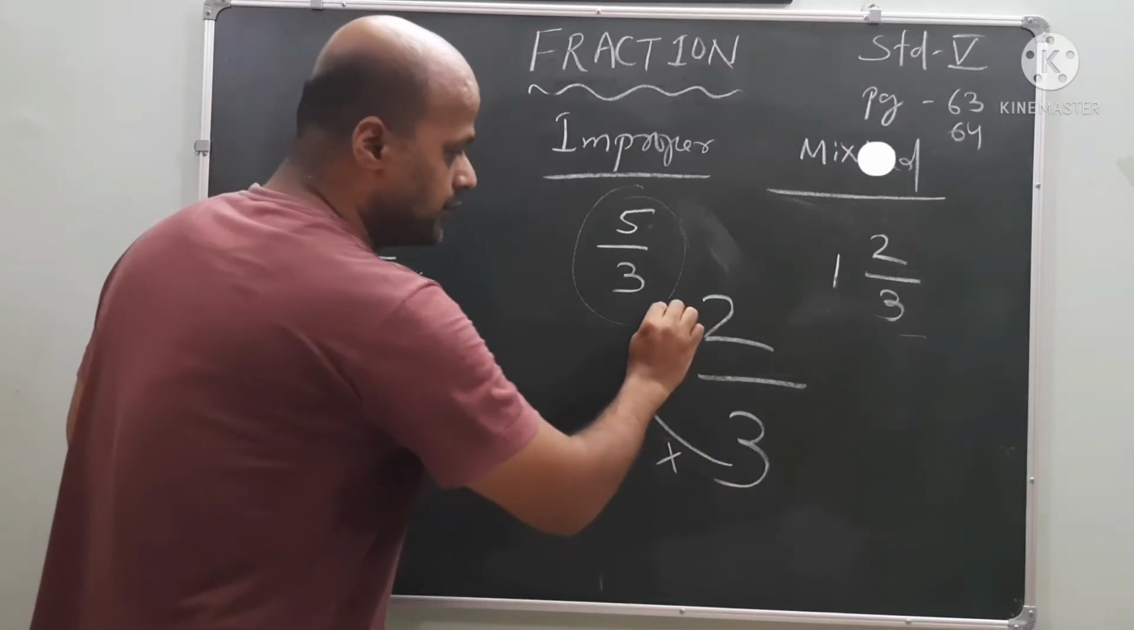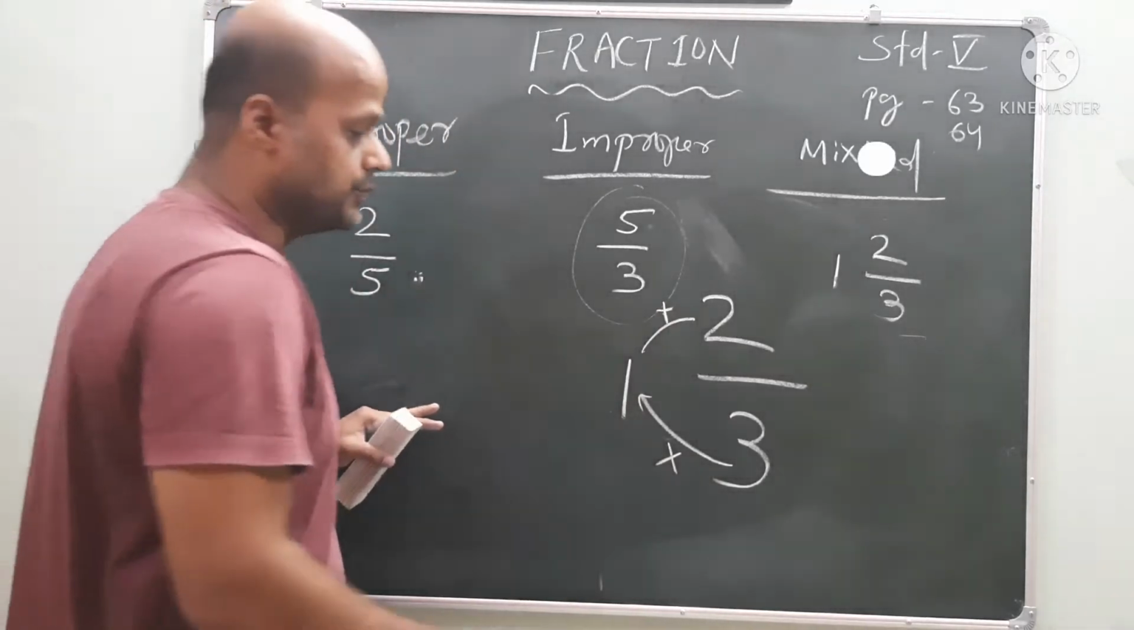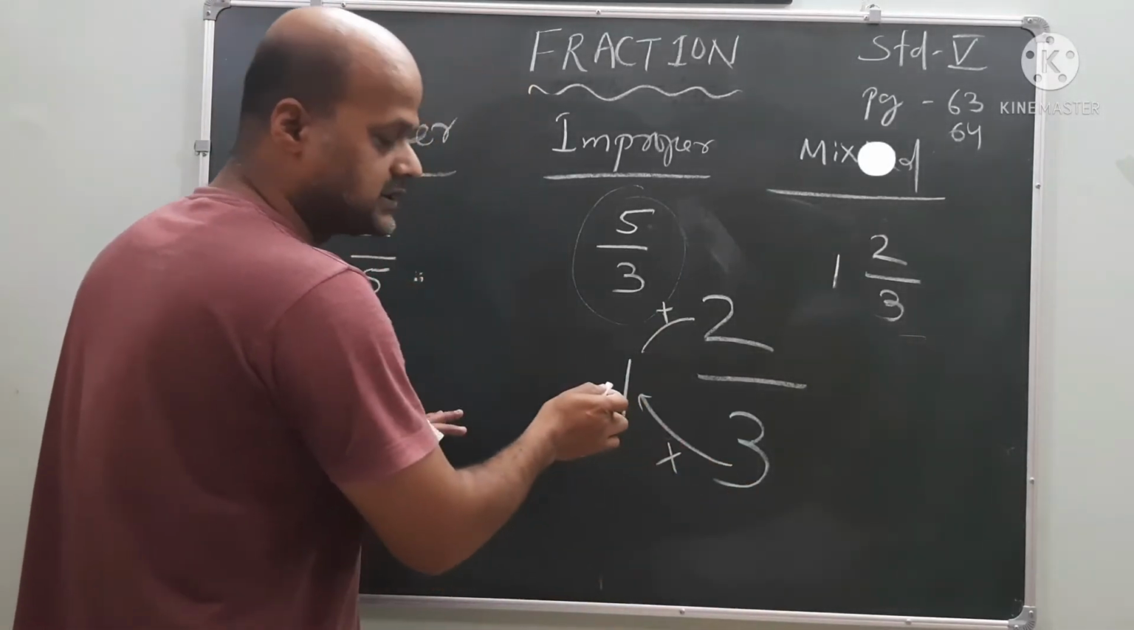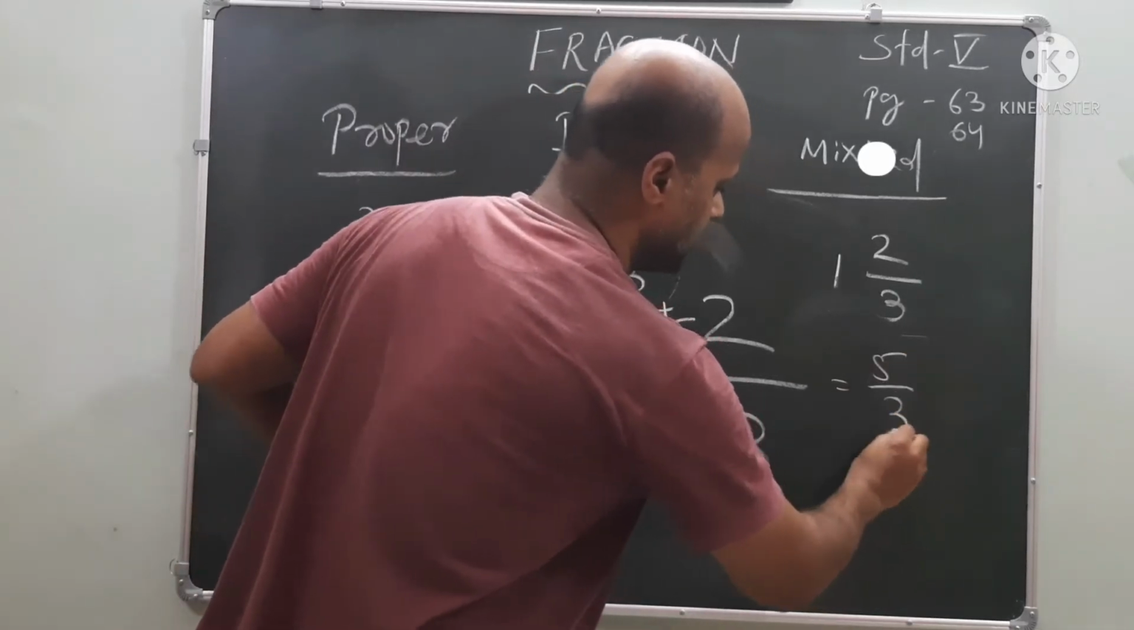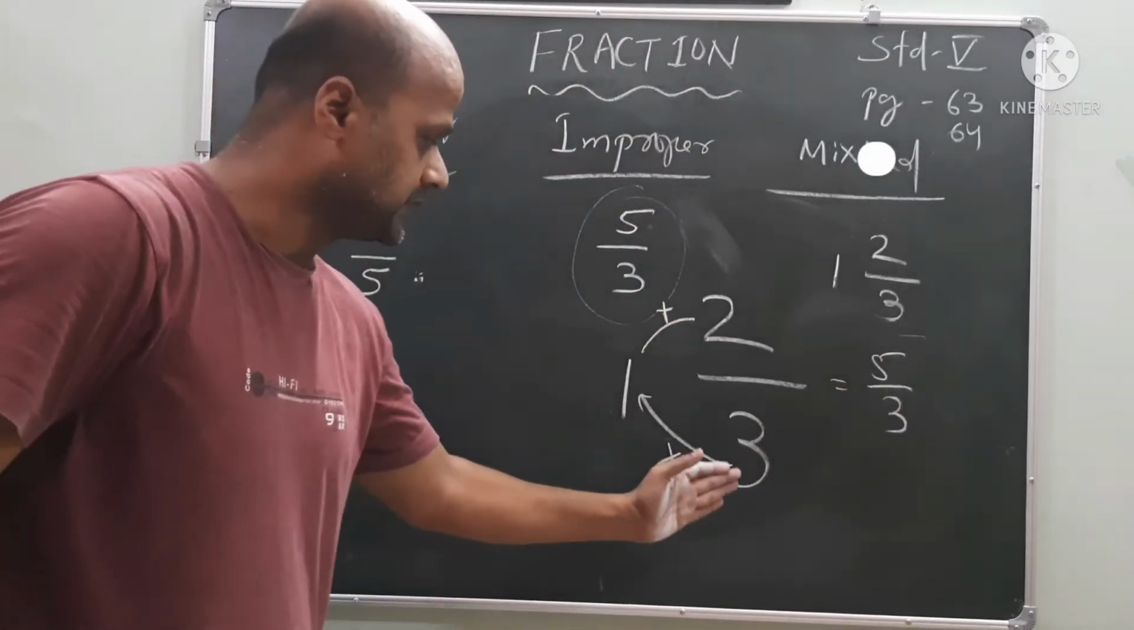What is the result that will come? You will add it with the numerator. So how much? 3 1 ja 3. 3 plus 2, 5 by 3. How will it be done? Like this manner it is.